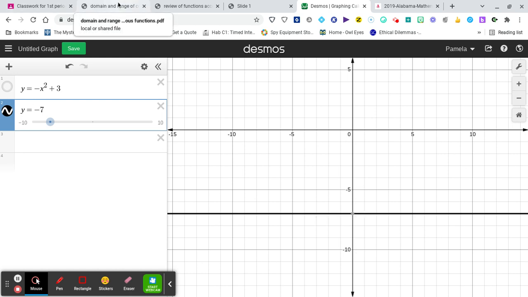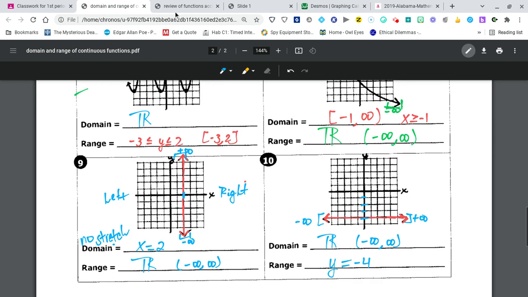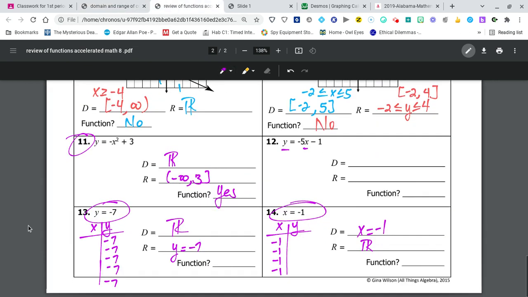So that's why your y value is just y equal to negative 7. But for your domain, that thing stretches all the way to the left and all the way to the right.